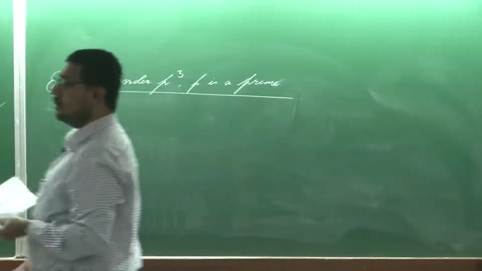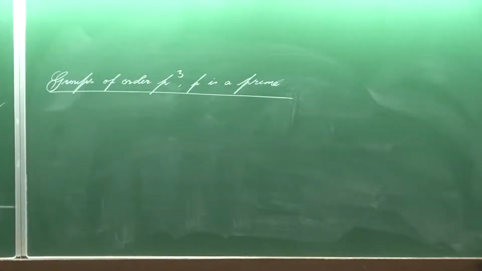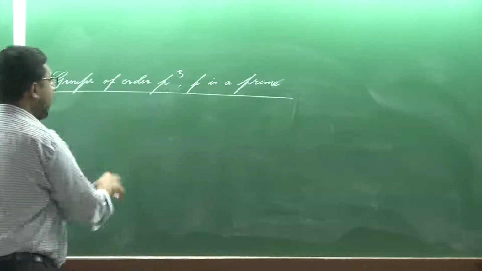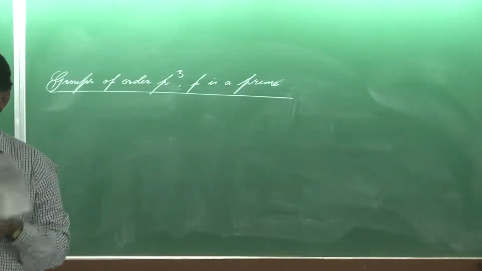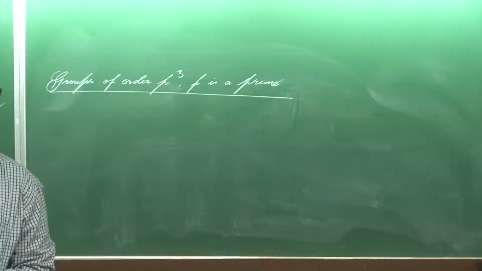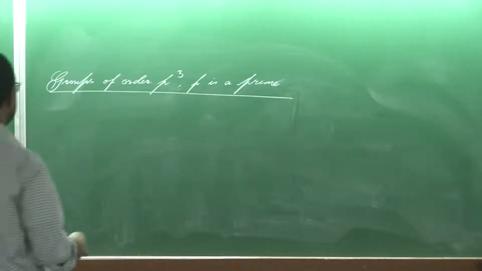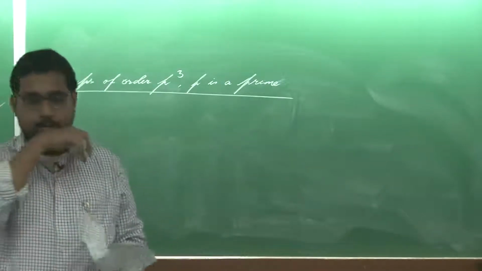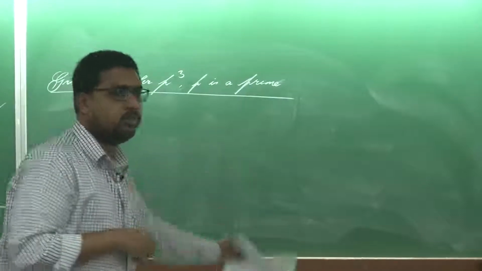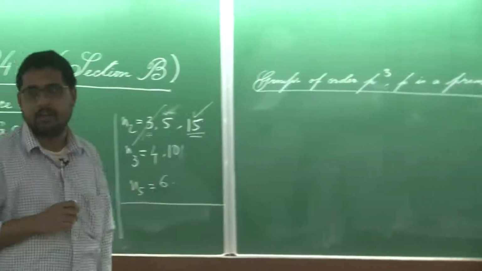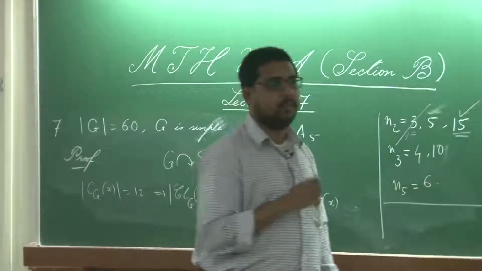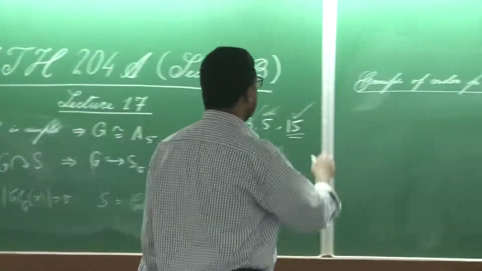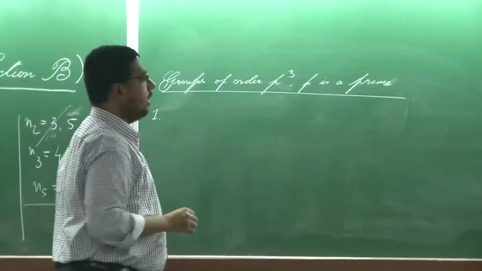So, first we will show that given any P, we can construct 2 nonabelian groups of order P cube. When P is odd, we can show that those 2 nonabelian groups will be non-isomorphic, but when P equals 2, they will be isomorphic to D8.